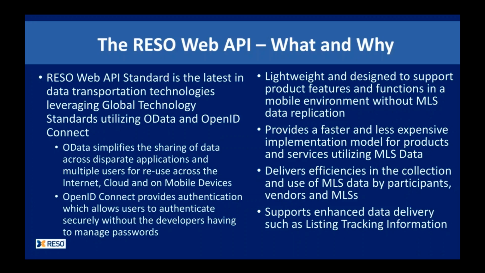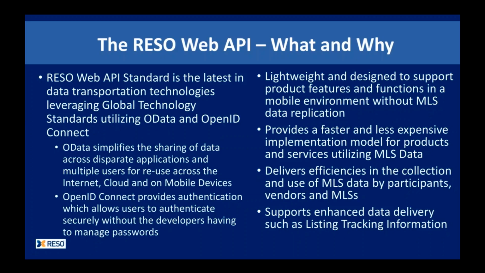With the RESO Web API, it provides a lightweight manner to pull snippets of data real time without having to replicate and store that data. It provides a faster and less expensive implementation model for products and services utilizing data. With many tool sets available today and the ease of programming within the RESO Web API standards, it allows products to come to life faster and less expensive when they need to incorporate MLS data.